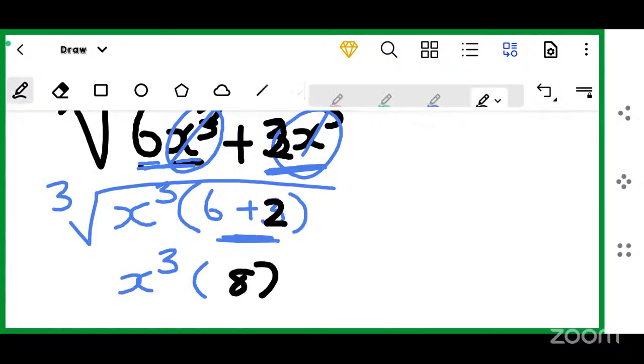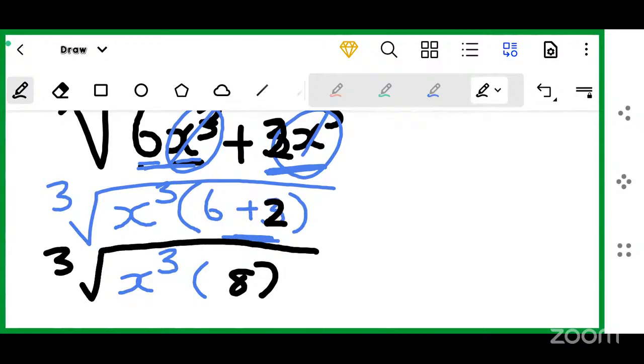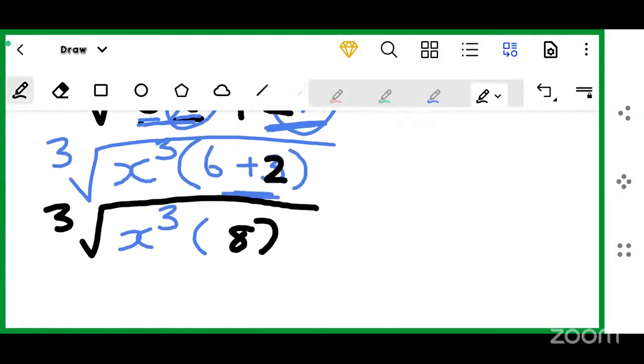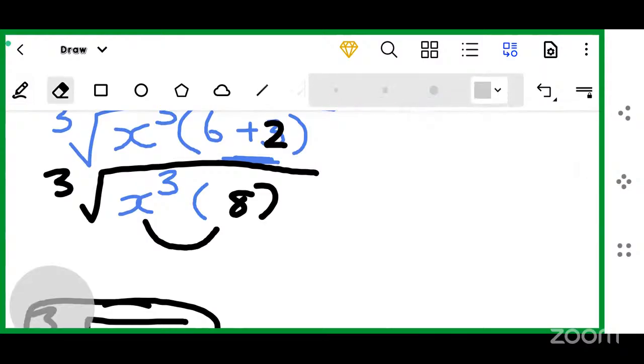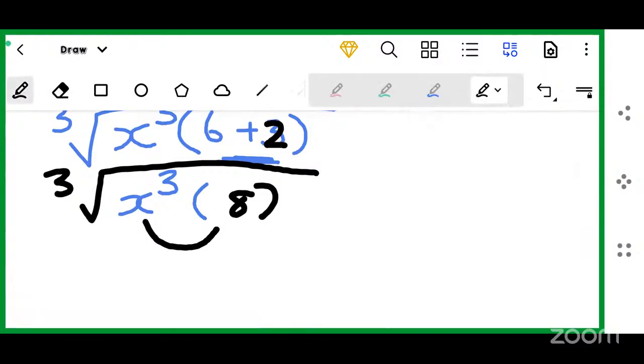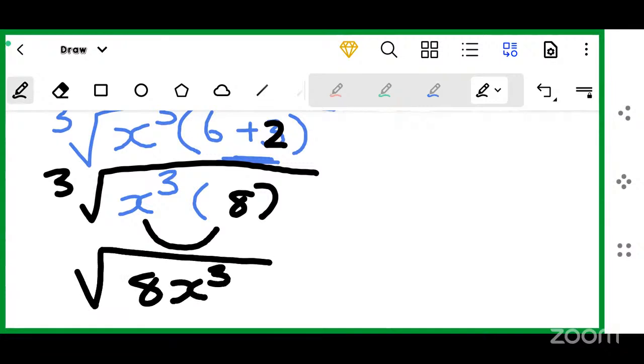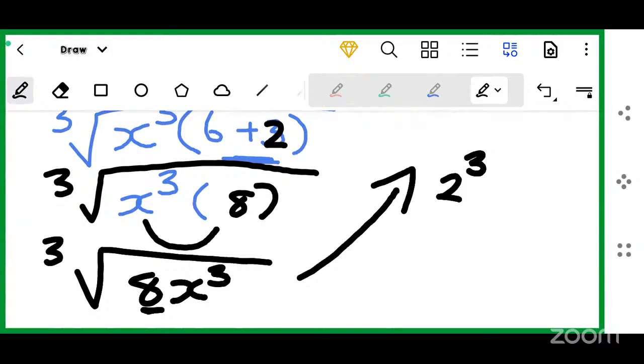So let's not forget our cube root of. We write our cube root of. So you're going to say x to the power of 3 multiplied by 8. Now you're going to have your cube root of 8x to the power of 3. When we carry on, we're going to transform this into 2 to the power of 3, x to the power of 3, and then we introduce our cube root there.